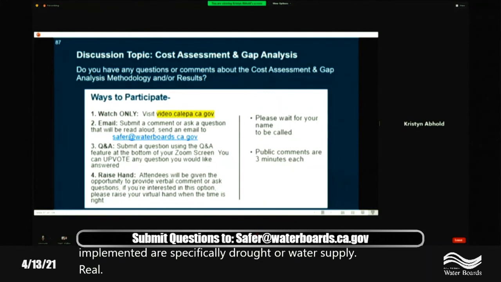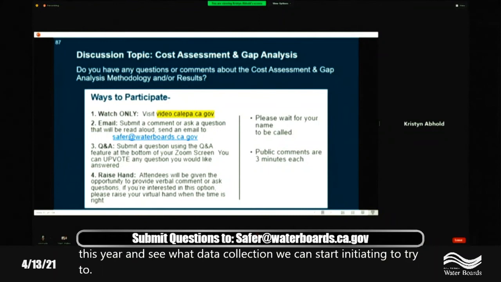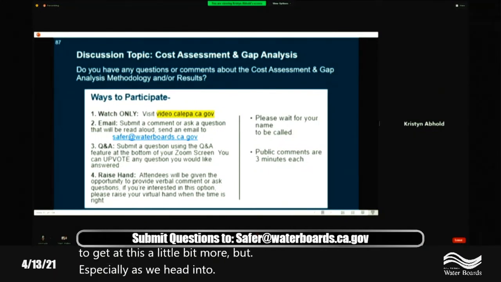It's something that we're interested in trying to explore this year and see what data collection we can start initiating to try to get at this a little bit more. But especially as we head into a drought year, we definitely recognize the need for this.